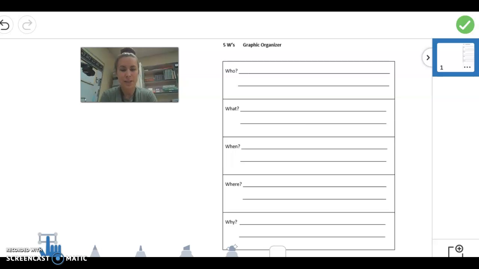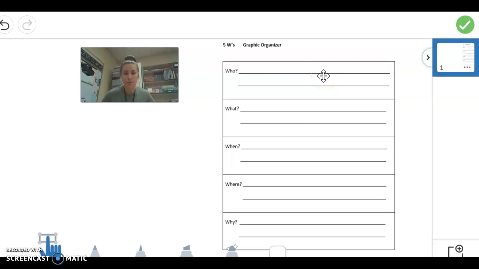Hello, boys and girls. Here is your graphic organizer for your assignment about the 5 W's, the who, what, where, when, and why of a story. So you are going to complete this graphic organizer on a separate piece of paper in your journal, and you will be uploading a picture of that. This template right here is for you to see what it should look like.